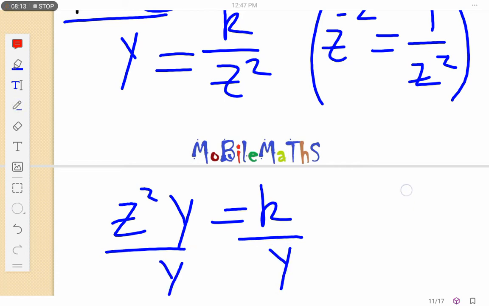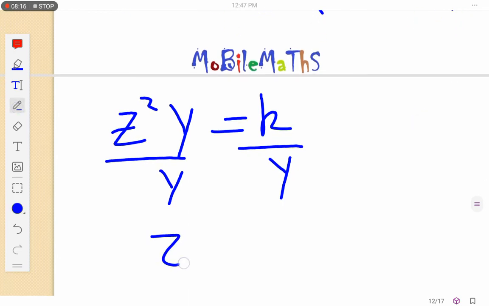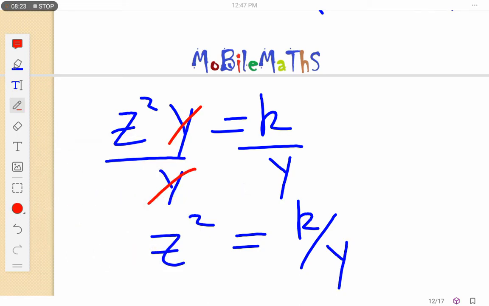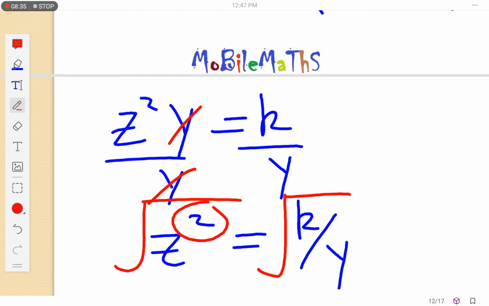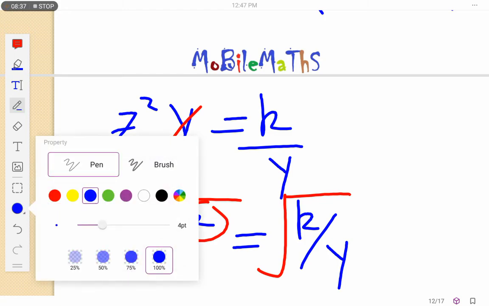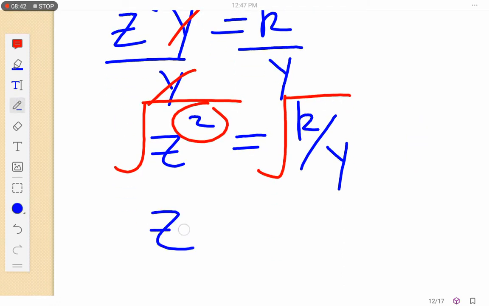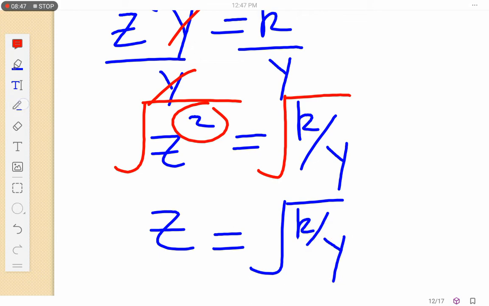Then I'll get my z squared is equal to k over y, because on the left side they cancel off each other. Now on the left side, I've got a square there. So to remove that, I'll find the square root of both sides. Then I'll get my z is equal to that. So my z becomes the square root of k over y. That's how I get my z.